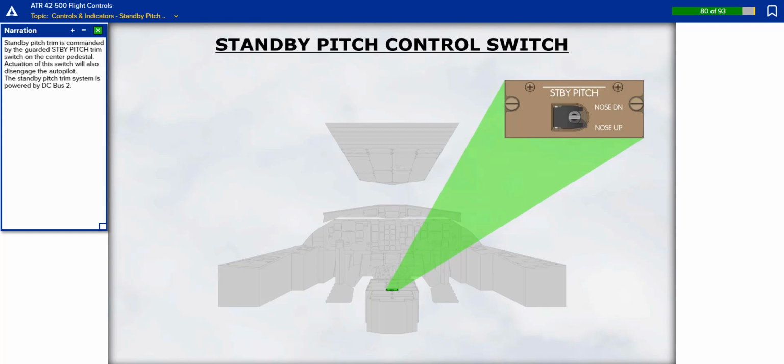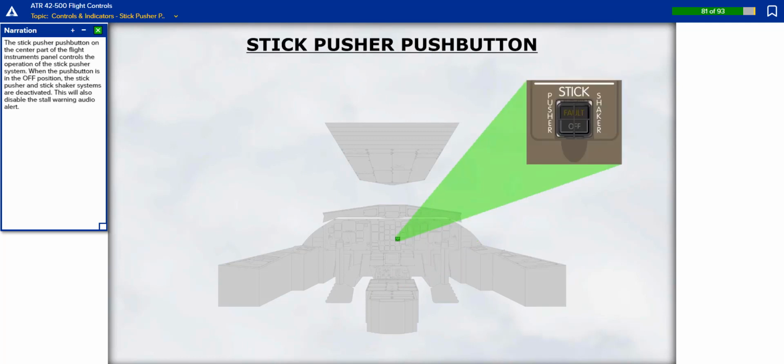Standby pitch trim is commanded by the guarded standby pitch trim switch on the center pedestal. Actuation of this switch will also disengage the autopilot. The standby pitch trim system is powered by a DC bus too.